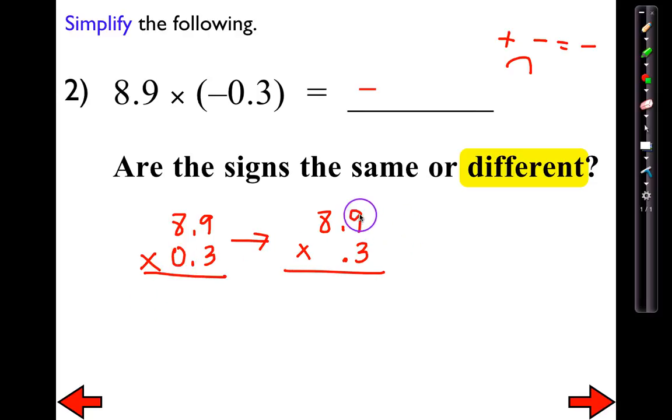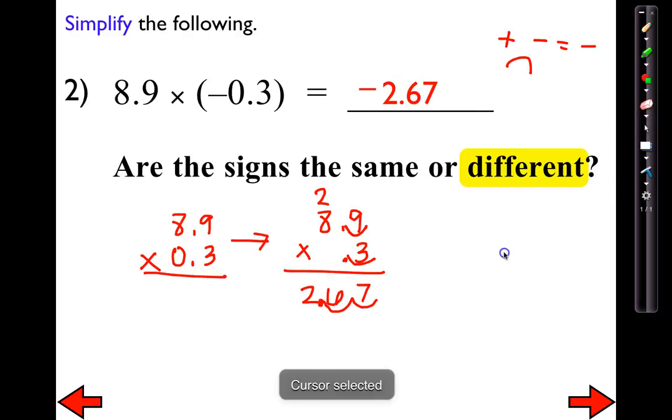So multiplying, I have 9 times 3 is 27. 8 times 3 is 24 plus 2 is 26. But before I finish, I must count how many decimal places there are. 1, 2. So I'm going to go ahead and move my decimal place 2 over. So my final answer is going to be negative 2 and 67/100.